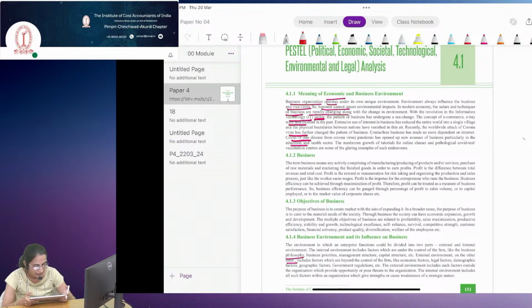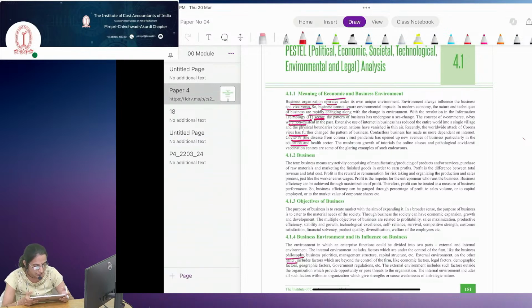Recently, the worldwide attack of coronavirus has further changed the patterns of business. See, due to corona, everything has changed completely. People have become more conscious about their health. Second, technology is also improving. We were able to work from home, we were able to work hybrid, with no need to go to office. People became more conscious about their health, and more technology-driven improvements were made. So changes take place according to the environment.